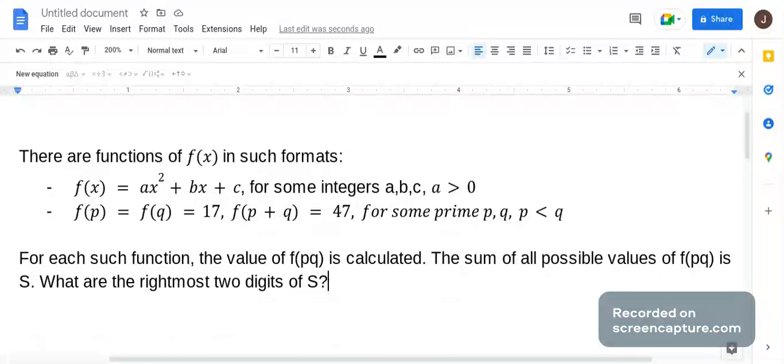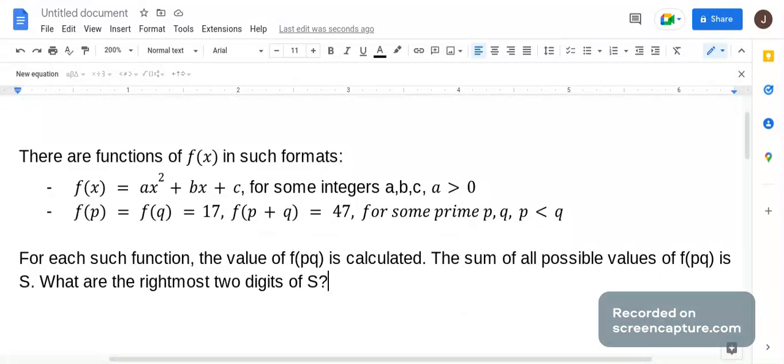Today we'll be working on Fermat Problem 24. There are functions f(x) in such formats. For each of the equations, the value of f(q) is calculated. The sum of all possible values for f(pq) is s. What are the rightmost two digits of s?